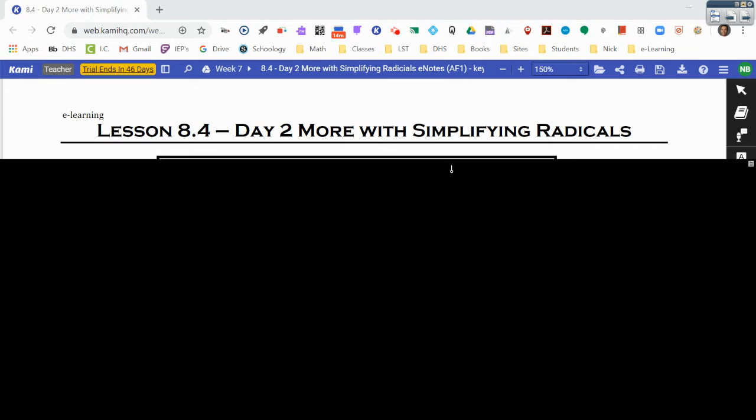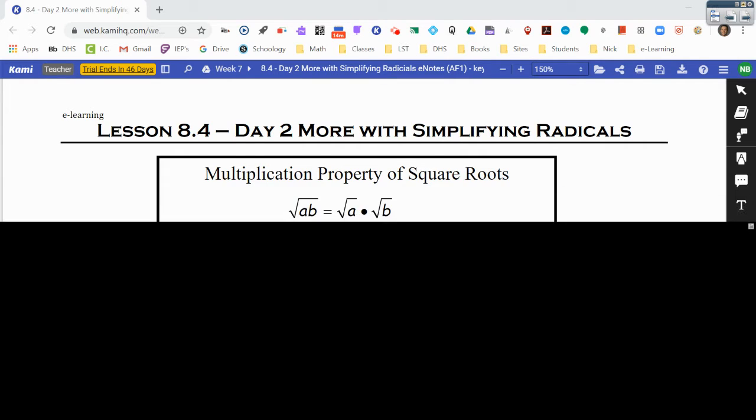So today, we were talking about more simplifying with radicals. So again, you might want to print these notes out so you can follow along, and then so you can be able to do the practice problems afterwards. All right, so here we go.